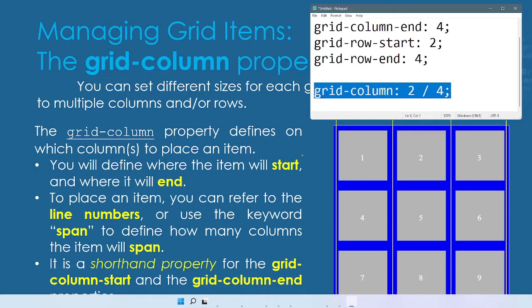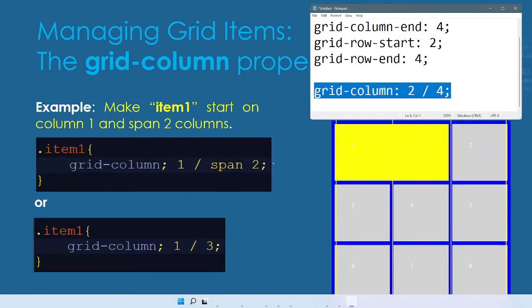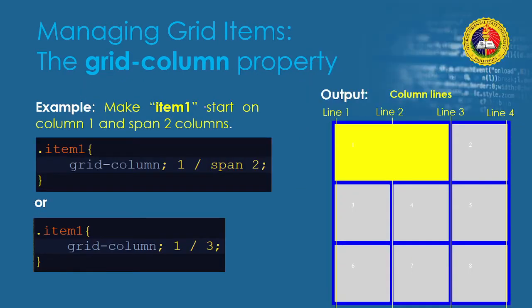Okay? Alright, so for example, here, we will make item 1, which is this one, start on column 1 and span 2 columns. So, we can either write 1/3, right? Okay, since we started in 1 and then it ends in 1, 2, 3, right? Just like this. Or, we can also use the word span. So, it would be totally up to you how you are going to do it.